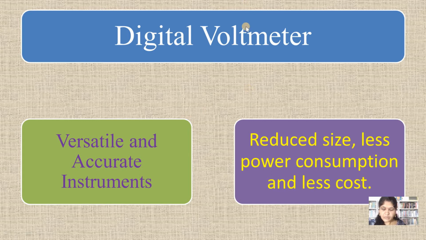The digital voltmeter, as I say, is going to measure the voltage and it is going to give us the output in a numerical value. Okay, a discrete numerical value, it is going to give us the output.